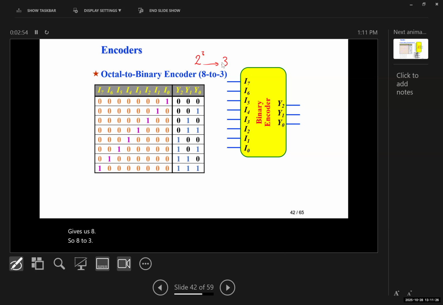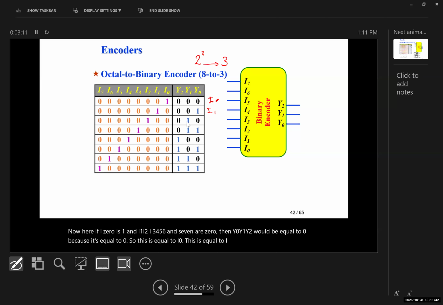Now, here, if I0 is 1 and I1, I2, I3, I4, I5, I6, and I7 are 0, then Y0, Y1, Y2 would be equal to 0. So this is equal to I0. This is equal to I1, 0, 0, 1. 0, 1, 0 is equal to I2 because it's equal to 2. 0, 1, 1 is equal to I3. 1, 0, 0 is equal to I4. 1, 0, 1, which is 5, equal to I5. 1, 1, 0 is I6, and 1, 1, 1 is equal to 7, therefore I7.